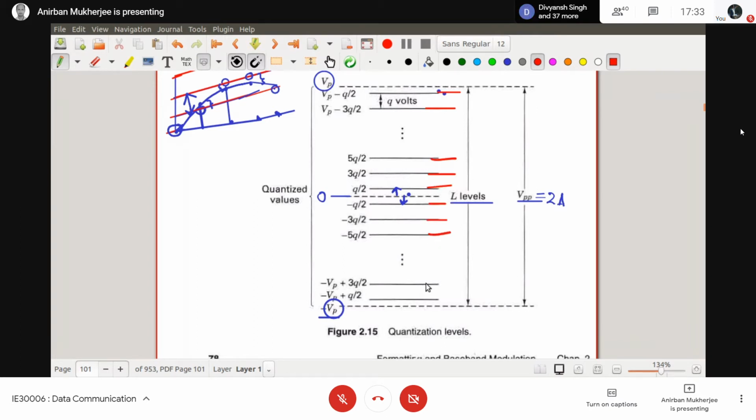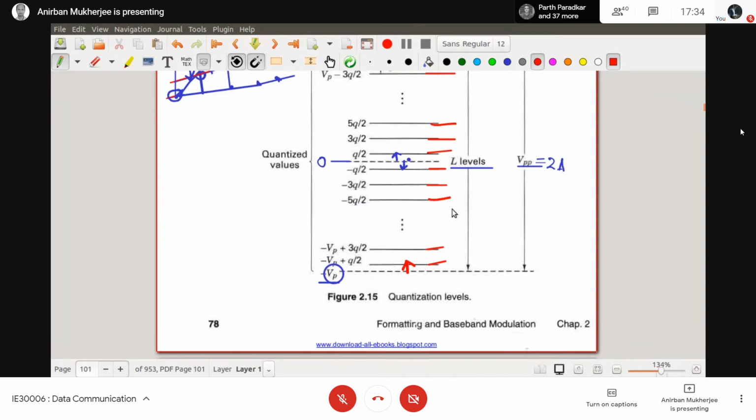I have taken it in this way. So that means if I have a minus V peak at the sampling instance, I will put it here. If I have plus V peak, I will put it here. Okay, so I will just take it a little down. Now, if it is 0 plus something, I will put it to the q by 2. If it is 0 minus something... So in this, is it clear?